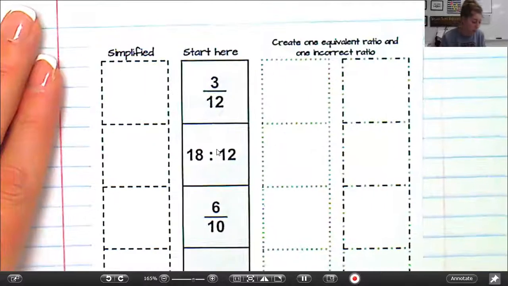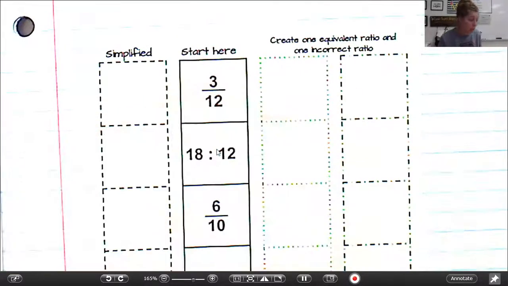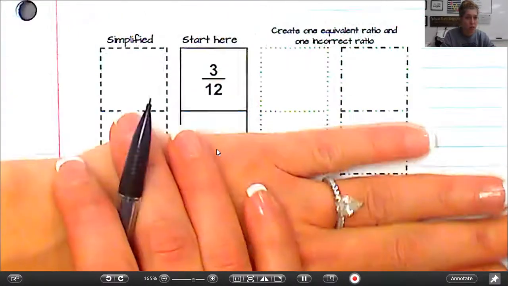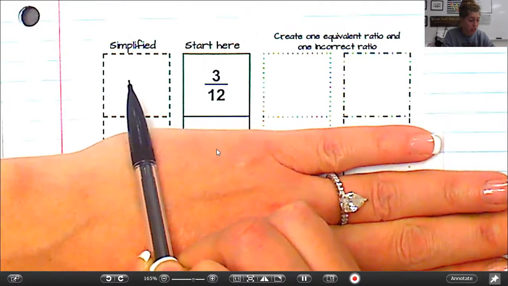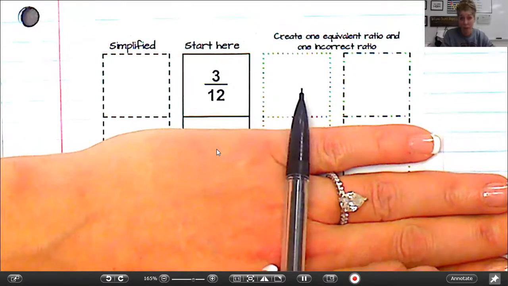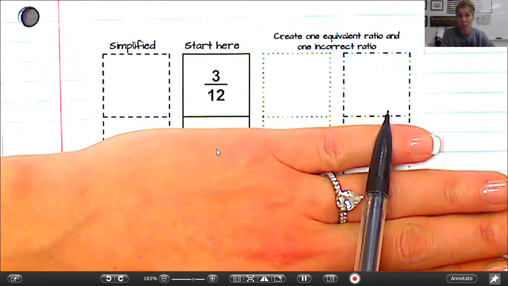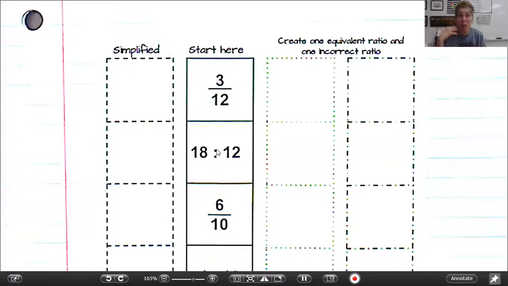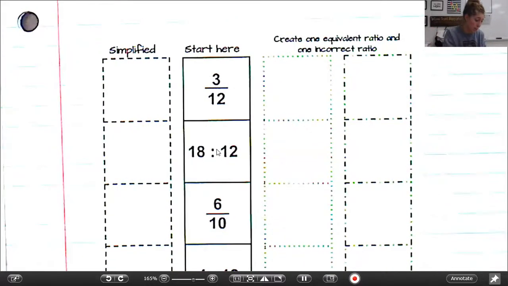All right, so let's scoot over here for a second. This table, this is what we're going to do together in our live meeting. I've got some more examples, but I'm kind of going out of order here. So if we just focus on this first one, what we're going to do is simplify this ratio first. Then we're going to create another equivalent ratio, and then we're going to create a ratio that is not equivalent to that one, okay? This is just going to help us practice for later when we see different ratios, different numbers, we can figure out which ones are the same.